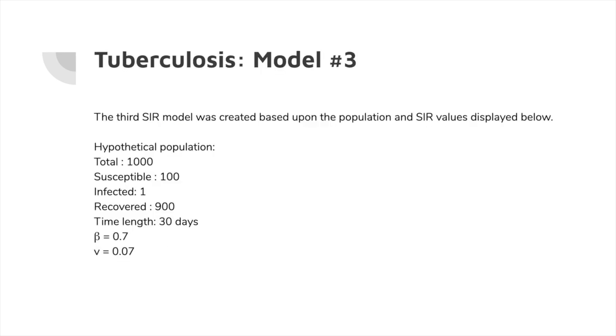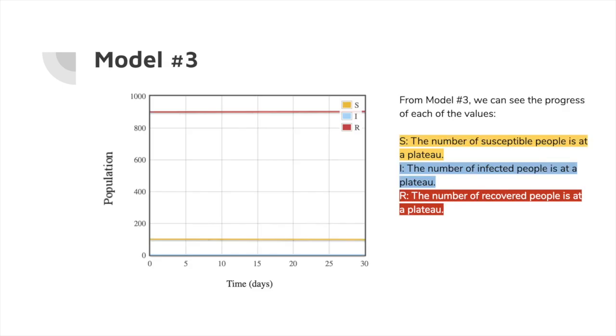So model number 3 for tuberculosis, the hypothetical population is 1,000 total, but only 100 susceptible, 1 infected, and 900 recovered with a time length of 30 days. So this model is the most different from the other ones, and I'll explain why on the next slide. But everything's at a plateau.